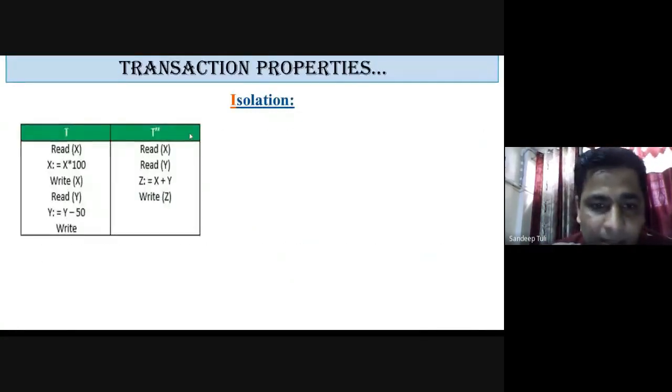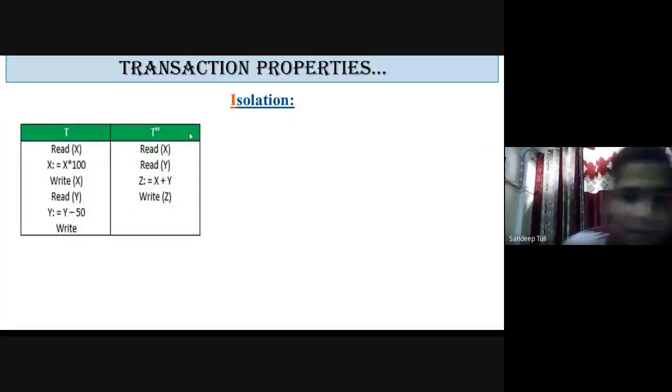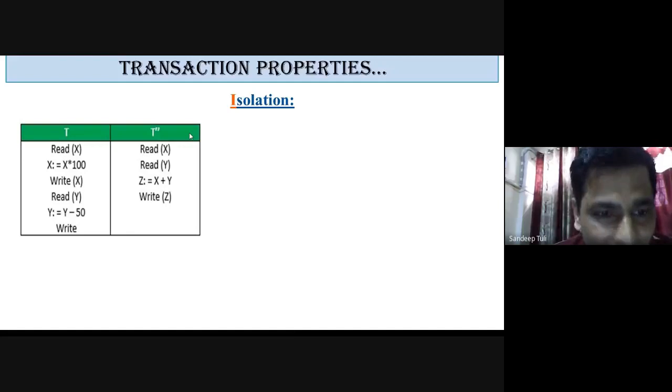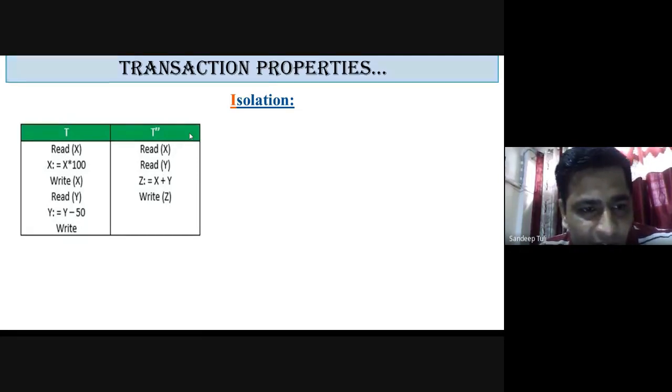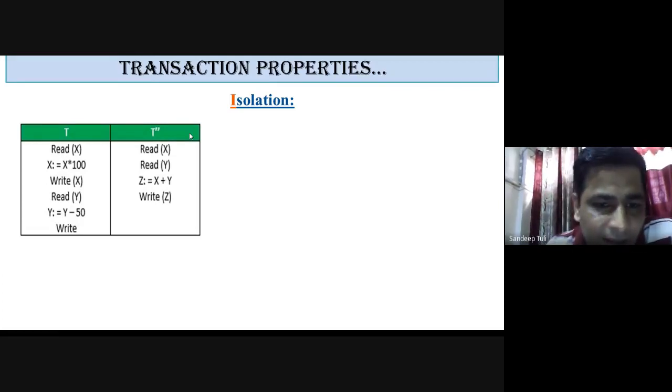Let us take an example for a better understanding. Suppose there are two transactions, T and T double dash. Is it visible? Yes, sir. Suppose the transaction T is trying to read the value of X and then read the value of Y. Parallelly, T double dash is reading the value of X and reading the value of Y, then adding those values and writing the value of Z. These two are parallel. First, not parallel. Just assume that there are two different transactions, T and T double dash.